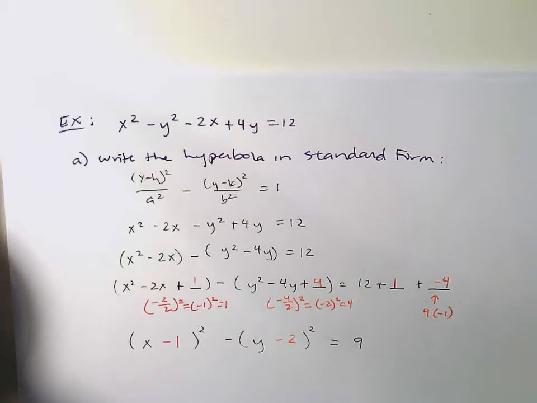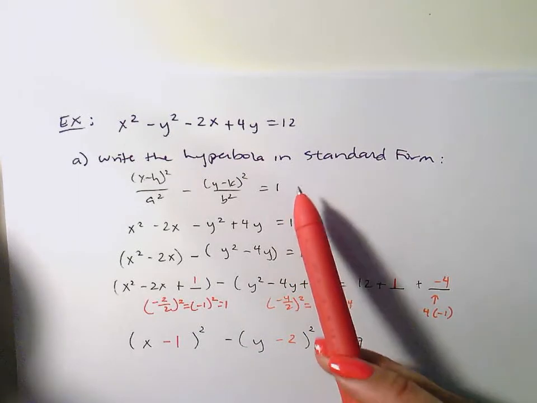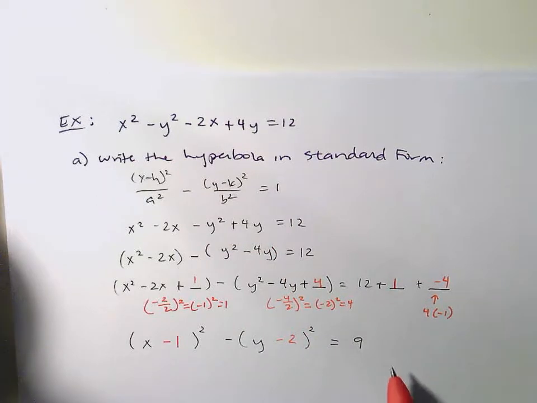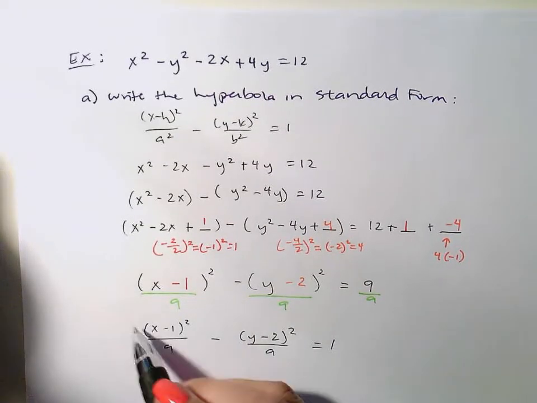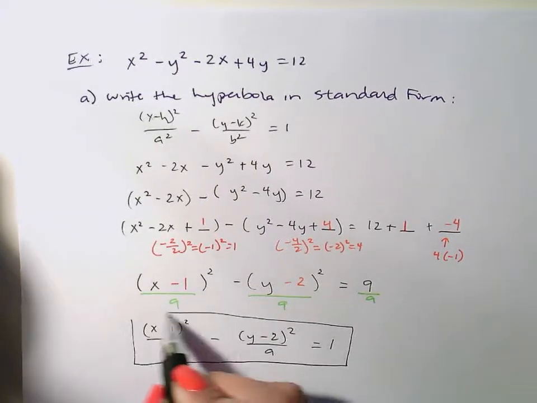Remember the hyperbola has a 1 on the right side of the equation. So we need to make sure that this is a 1 on the right side. If it's not, we have to make it a 1. So in order to make it a 1, we have to divide everything by that 9. So this gives me back x minus 1 squared over 9 minus y minus 2 squared over 9, and that's equal to a 1. So that's my equation in standard form for the hyperbola.